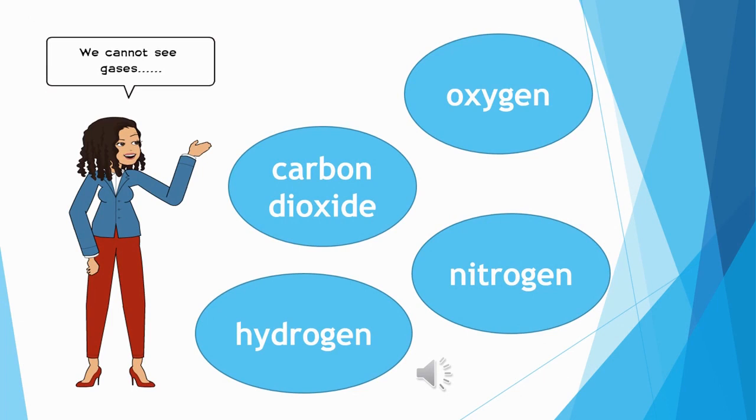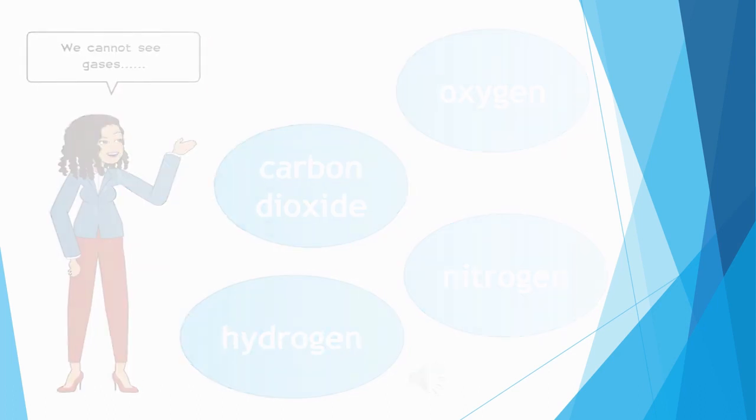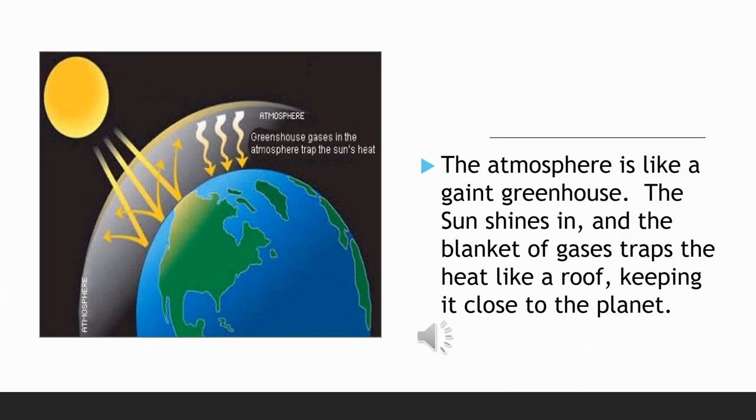We cannot see the gases in the atmosphere, but they include oxygen, carbon dioxide, nitrogen, and hydrogen. The atmosphere is like a giant greenhouse. The sun shines in, and the blanket of gases traps the heat like a roof, keeping it close to the planet. This warmth and light are essential to all living things.